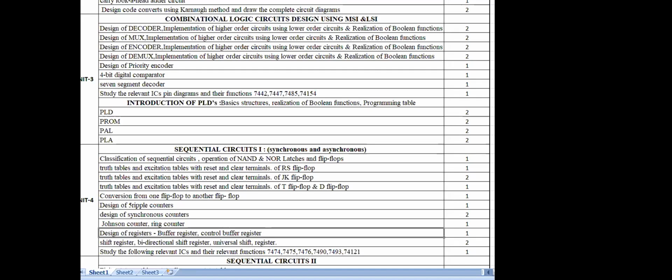We will verify registers. In this we are going to see what is buffer register, what is control buffer register, what is shift register, what is bidirectional shift register, what is universal shift register. Note these down once. After that we will verify what are the IC numbers of these flip flops.